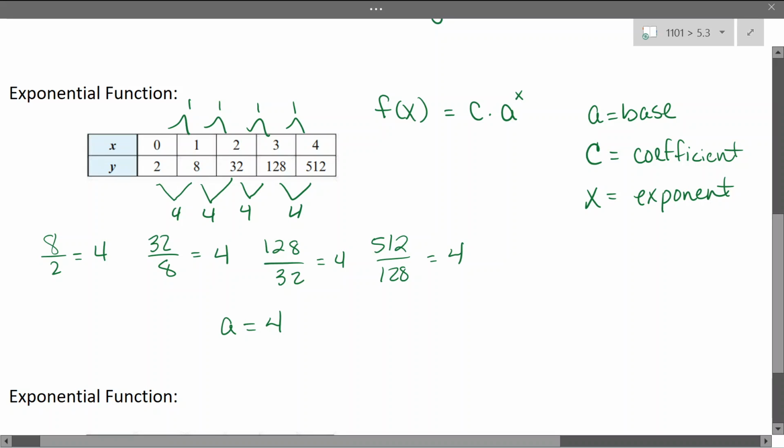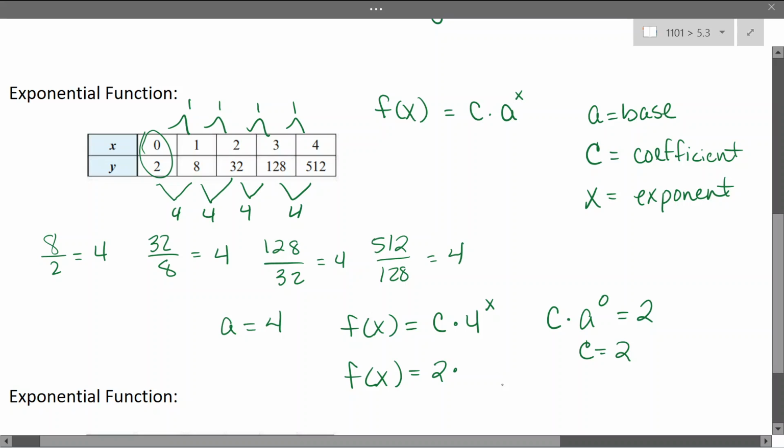Next, let's try to figure out what our coefficient is. We can go ahead and plug in, and we'll have f of x equals c times 4 to the x. And we know that we have the point (0, 2). So if we do c times a to the 0, that gives us 2. We know that anything to the 0 power is equal to 1, so we have c equals 2. So our function comes out to be f of x equals 2 times 4 to the x.